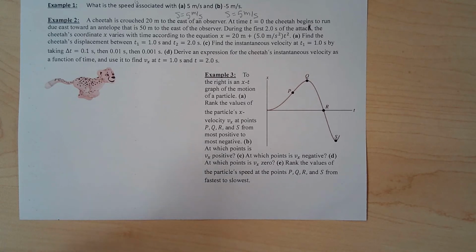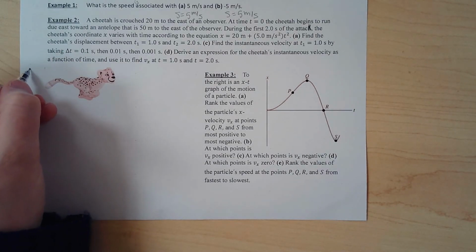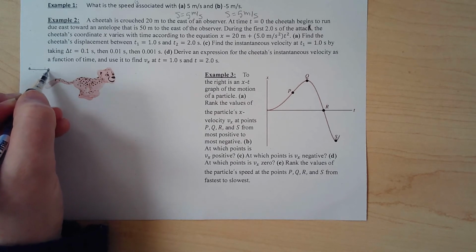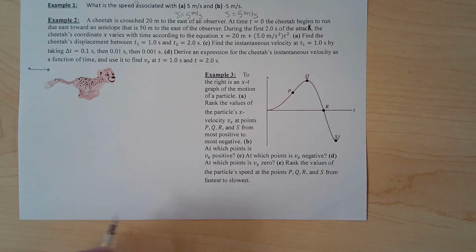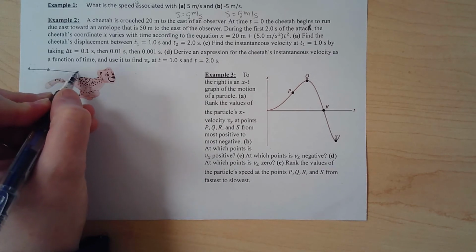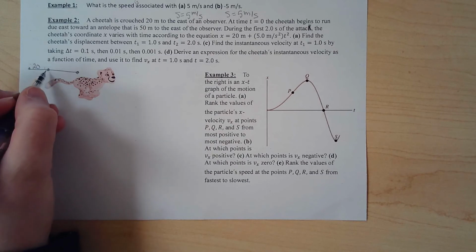A cheetah is crouched 20 meters from an observer. Okay, so here's our observer. I'm going to draw it over here. Go 20 meters. There's the cheetah. And he is going to run after an antelope that is 50 meters to the east of the observer. So when we think about it like this, here's our observer, here's 20 meters, here's our cheetah.